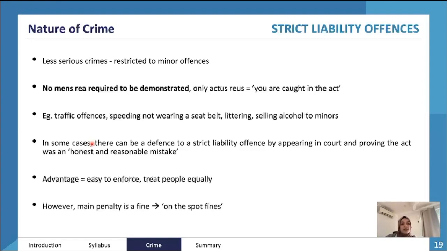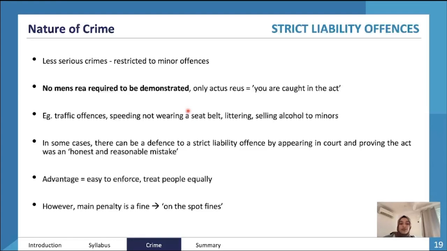So in some cases, there can be a defence to strict liability offences by appearing in court and proving the act was an honest and reasonable mistake. Okay? So if you go into court to, I guess, go and talk to the person and say, hey, actually, I wasn't speeding or actually had a reason for not wearing a seatbelt, whatever. That's how you can fight it, but most of the time it's a minor offense, you just sort of take it on the chin, right? So most people won't really go to court for it, but if you have a reason, you can fight it, the system allows you to do so.